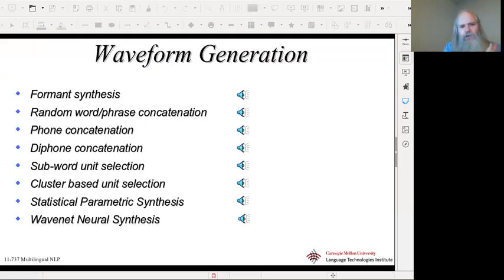Okay, so we're now going to the next stage, which is waveform generation. I'm going to play some examples here of different forms of doing synthesizers actually over the years. Hopefully these will all work.